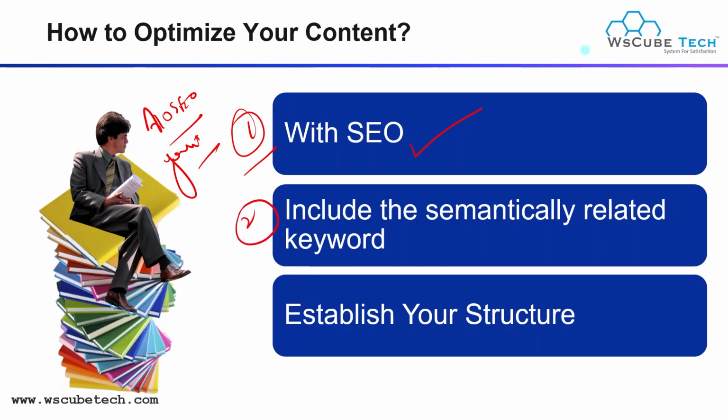Second, include semantically related keywords. You can enhance your ranking prospects by including conceptually related keywords because they also help you in ranking. Next, we have establish your structure. You can use your seed keywords to find related questions around the topic. You can focus on the topics that are efficient, meaning of low difficulty and having high volume.